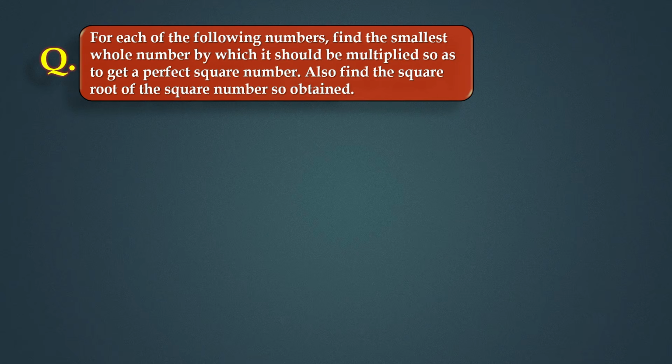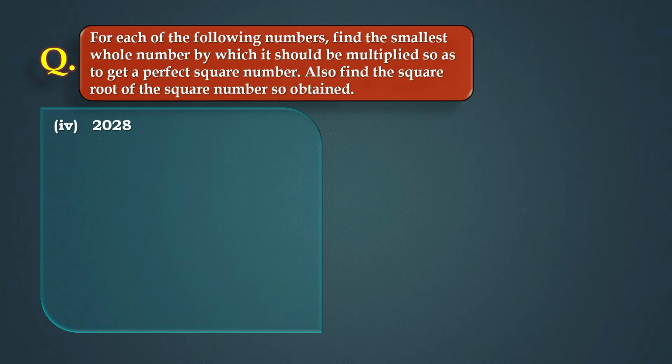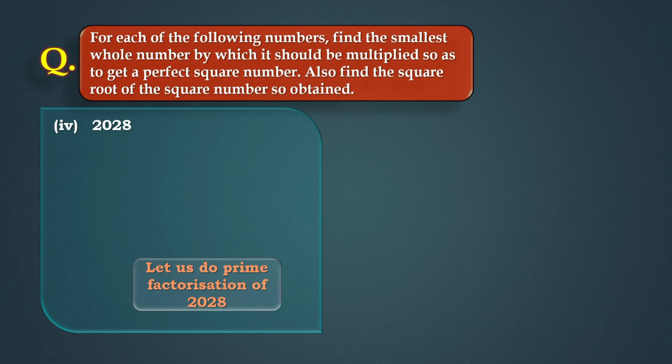Now students, let us solve another question. We are given the number 2028. We need to find the smallest whole number by which it should be multiplied to make it a perfect square, and then find the square root of the new number. First, let us find the prime factorization of 2028.